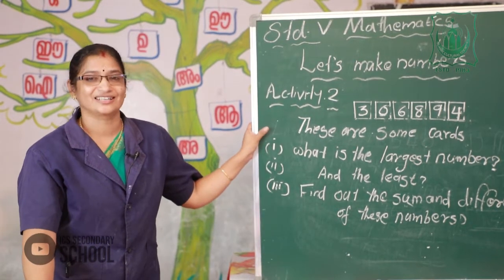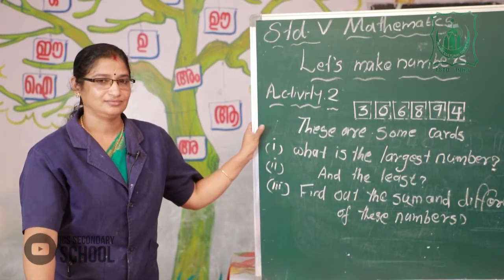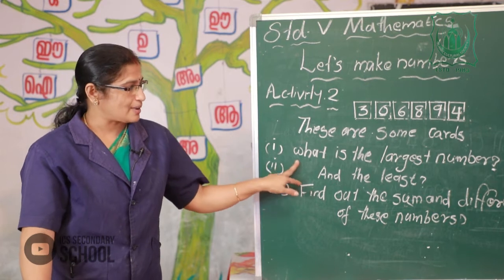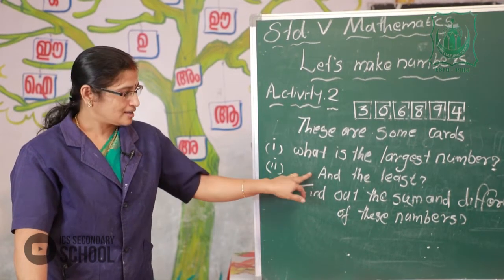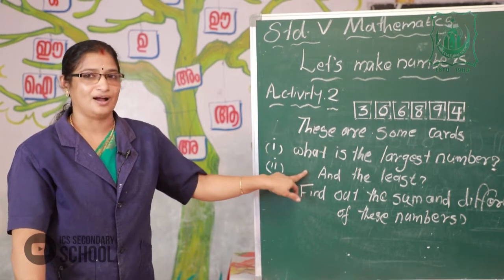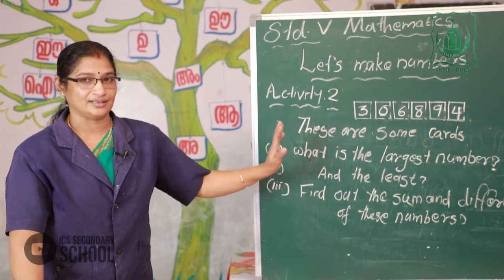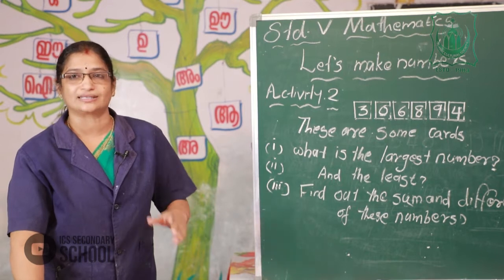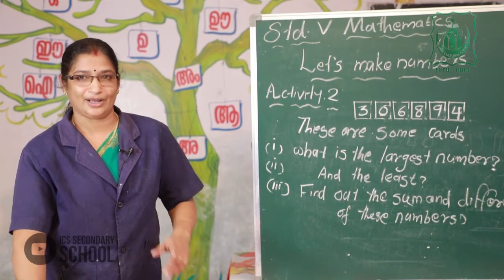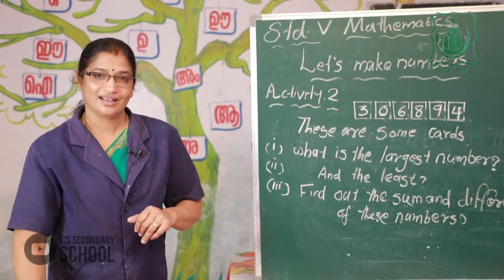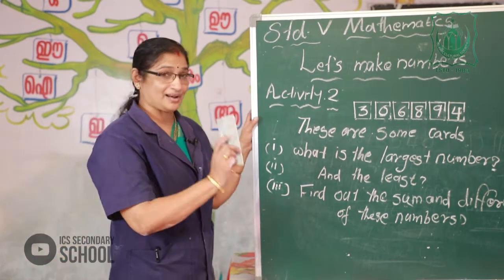Are you finished? Any doubt? What is the largest number? To make the largest number, how can we make it? And the least, the smallest number. And how can we find the sum and difference of these numbers? Okay, any doubt? Are you finished? Okay, may I clean the board?